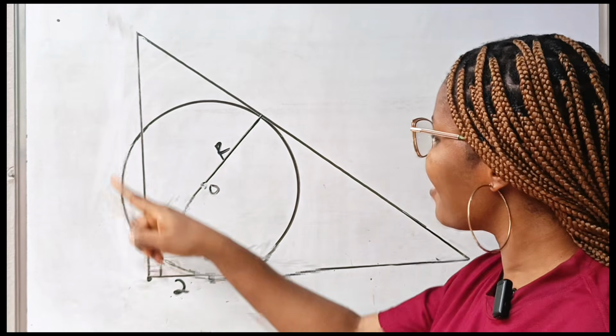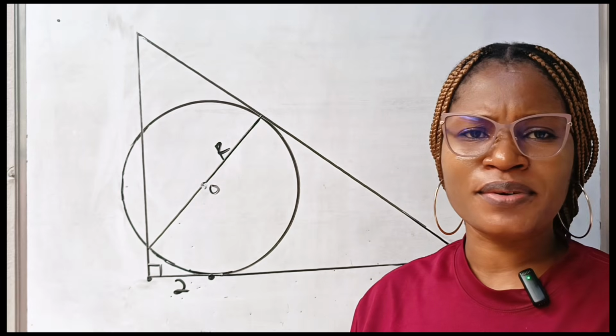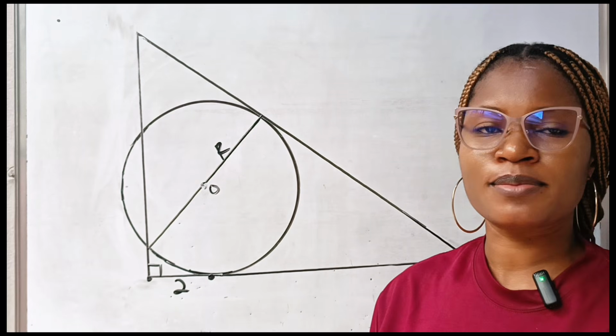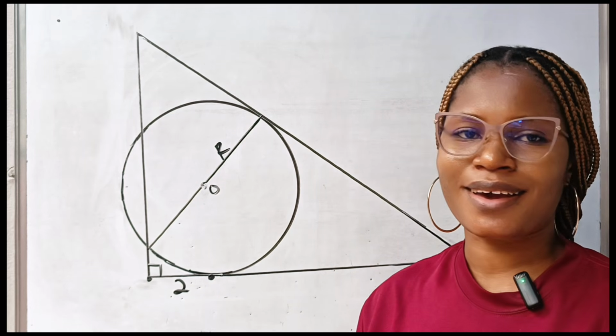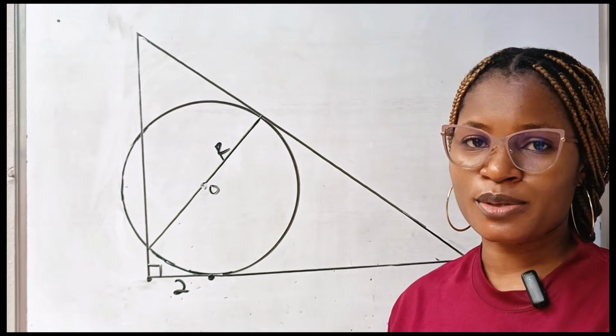2 is the only information given here, and we are expected to find the radius of this diagram. Is it really possible? Join me and see how possible this is. Welcome back to my channel. Today we have a challenging maths Olympiad question to solve.